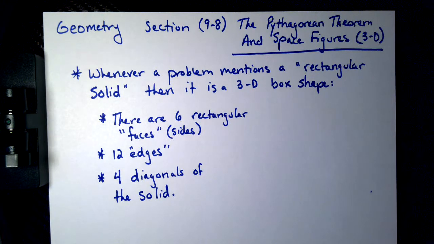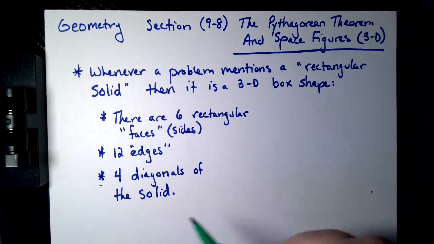Picture holding a box right in front of you. If you're holding a box, you got a left, right, front, back, top, bottom. There's going to be 12 edges. That would be like everything that frames out one of the rectangles on one of the sides. Edges that go up and down, edges that go left and right, edges that go from the back to the front and front to the back. And what we're going to concentrate on are these 4 diagonals of the solid.